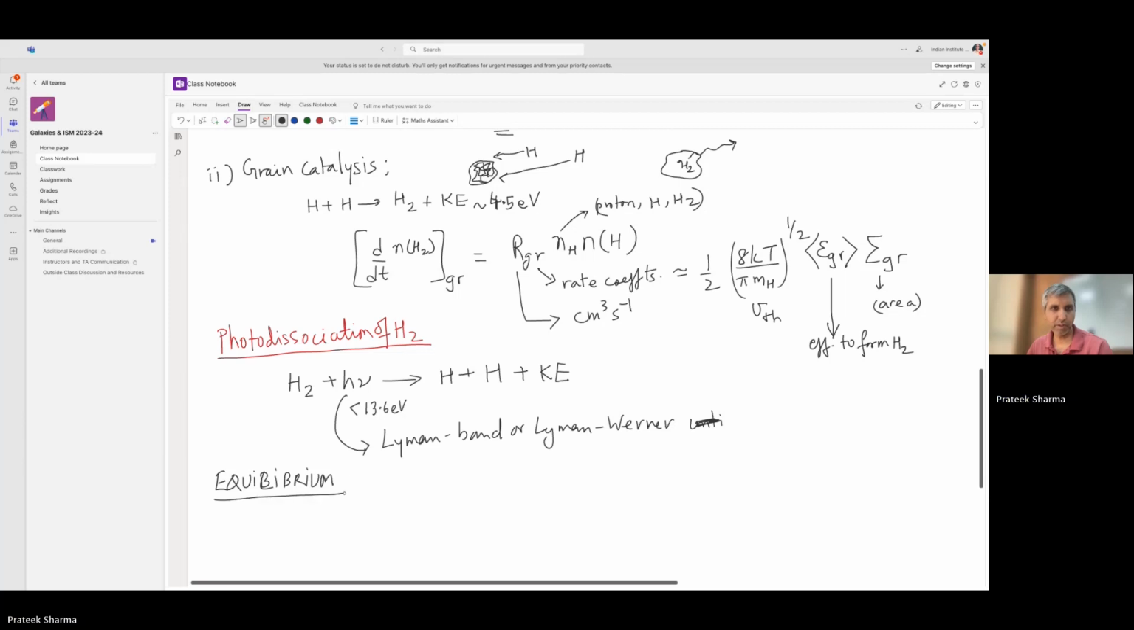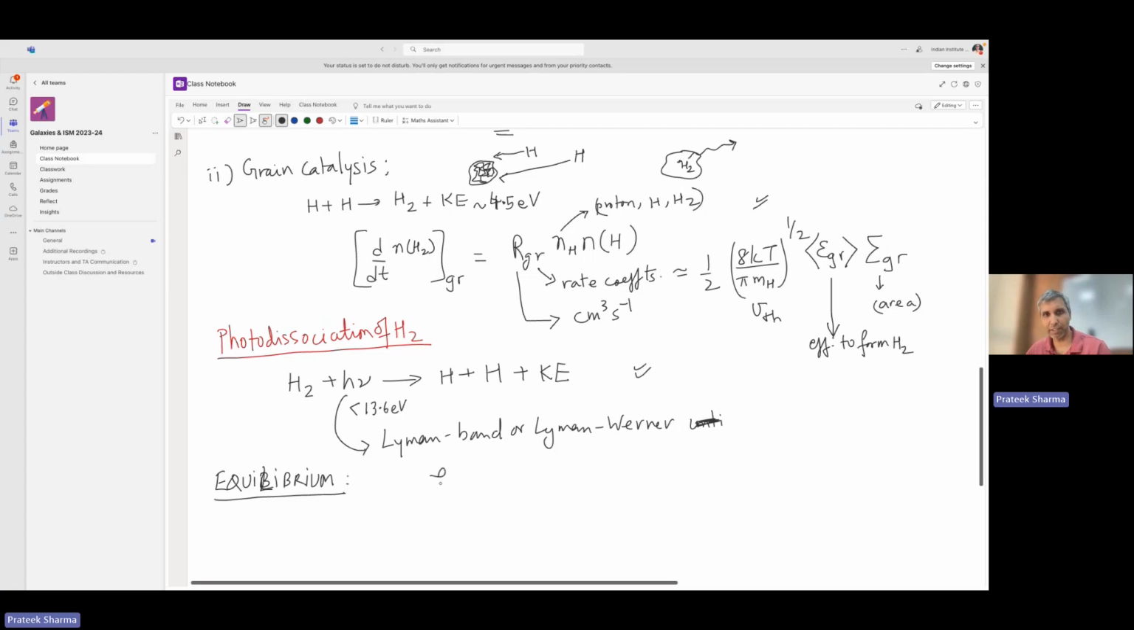So the production and destruction of molecular hydrogen will also reach equilibrium. So this process and the grain catalysis or the gas phase formation of molecular hydrogen will reach equilibrium.